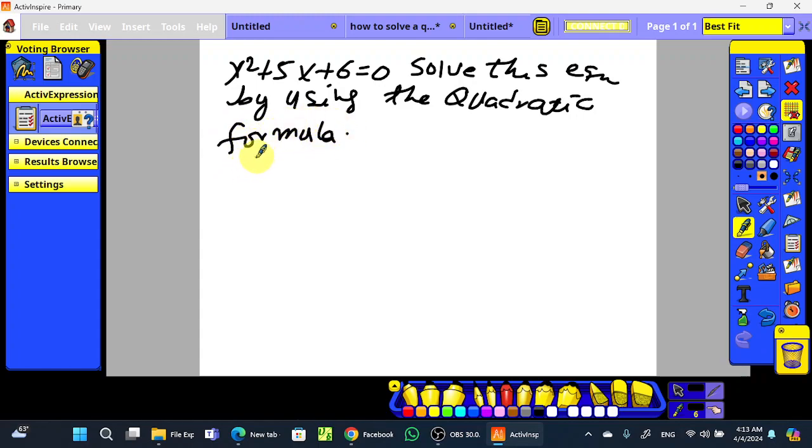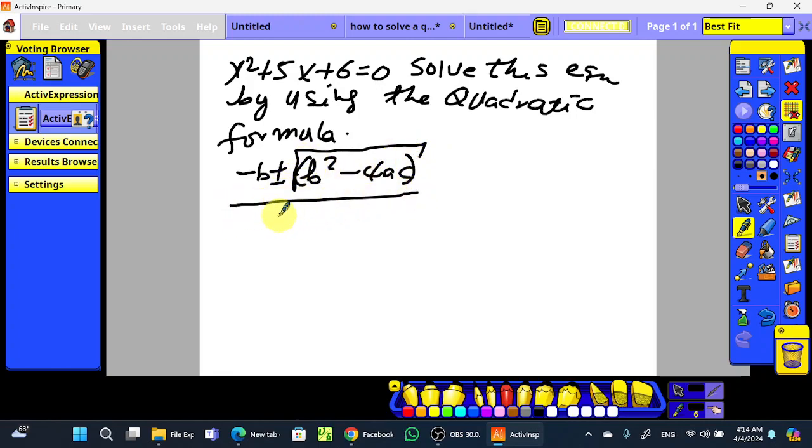Okay, what does the quadratic formula say? The quadratic formula is x equals minus b plus or minus the square root of b squared minus 4ac, all over 2a. Remember, you put the whole thing under the square root. You do this calculation first, then put it under the square root. You have to know this before you solve this problem.